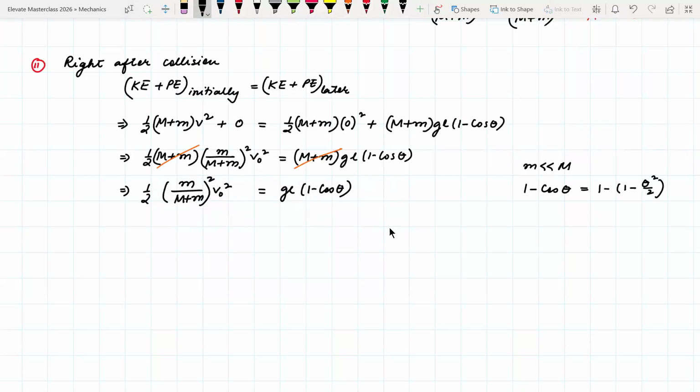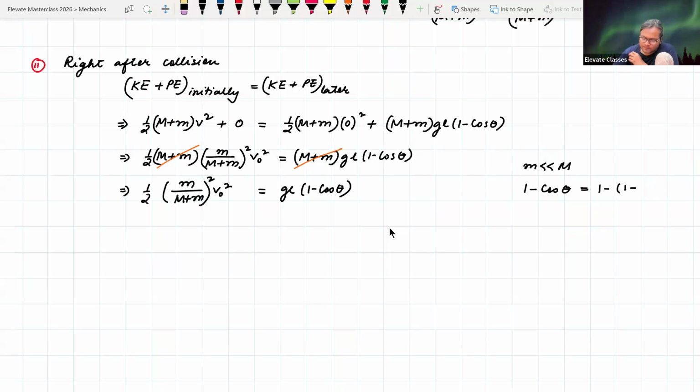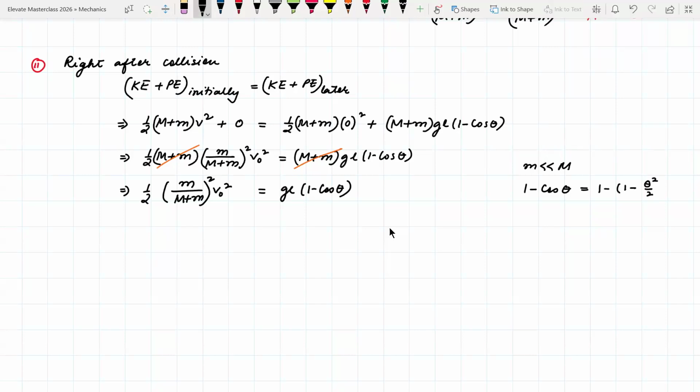Sir, if the small mass m is very small compared to the capital mass M, the displacement will generally be small. In that sense, we can think of it that way. But sir, in that situation, theta already depends upon the velocity.